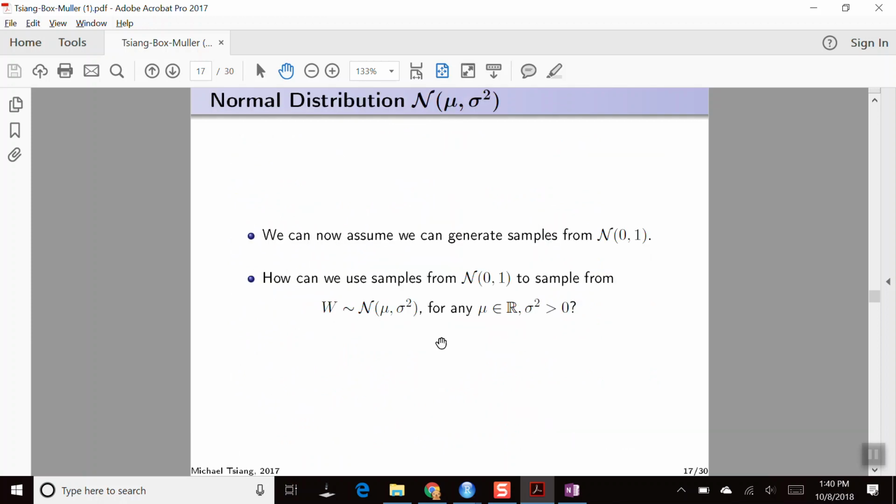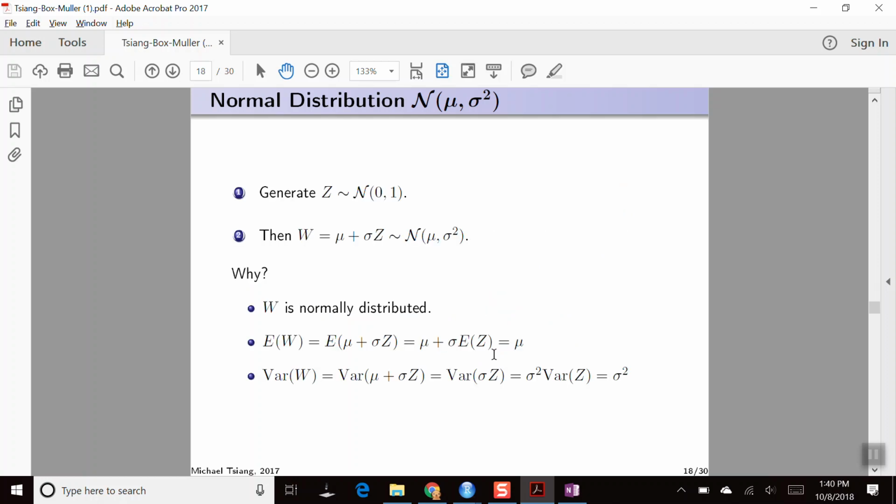Okay, if we can generate random normal values, and these are random normal values from the standard normal, can we generate values from any other random distribution? And the answer is yes. Just use a Z transformation. So if you have W coming from some other normal distribution, not centered at 0 and not with standard deviation 1, then just do a Z transformation, right?